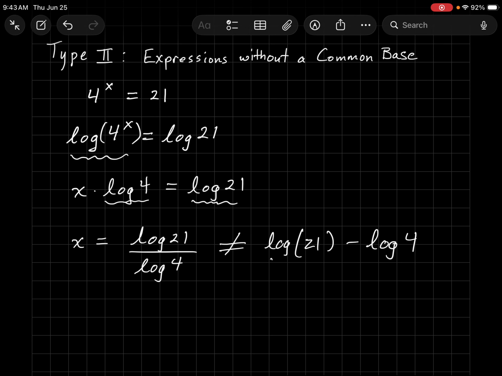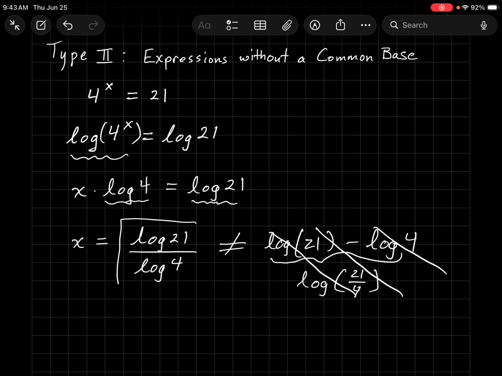When I have a subtraction of logs, I can put that together in one expression inside the argument as a division. Okay, so be careful. It does not equal that. This is my final answer if I want an exact expression.